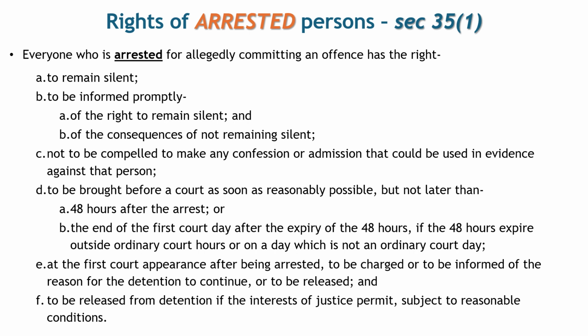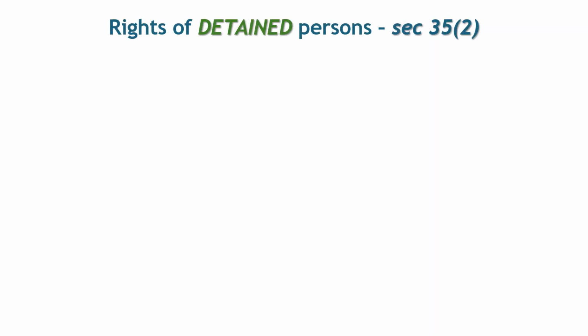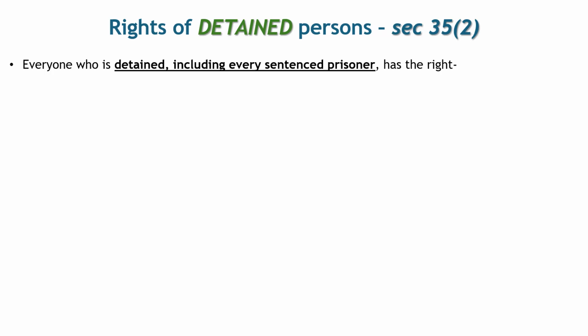Remember, an arrested person is per definition also a detained person, and will therefore also be entitled to the rights in Section 35(2), which we will look at in a few slides. Let's carefully look at the rights of the detained person in terms of Section 35(2) of the Constitution. Now, the subsection starts by saying, everyone who is detained, including, and I can include there in brackets, including but not limited to, a sentenced prisoner, has the following rights.